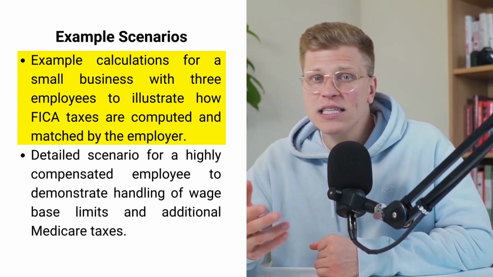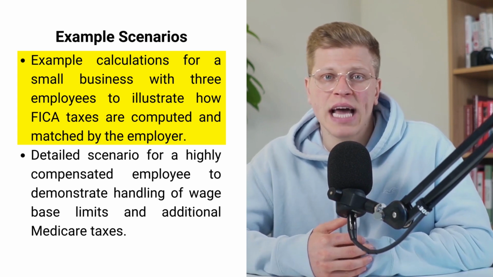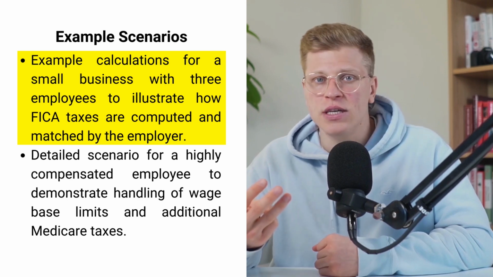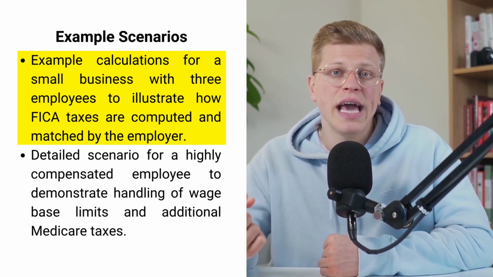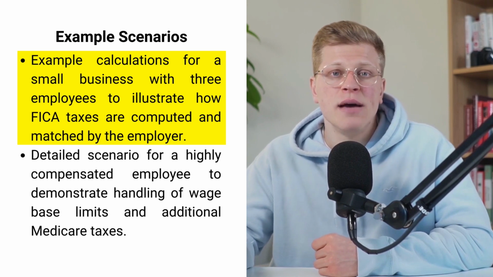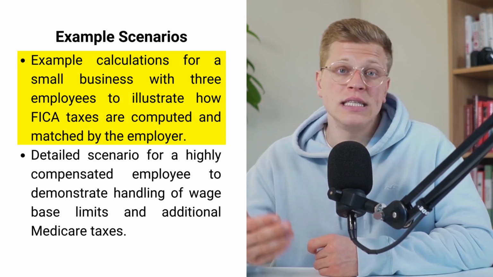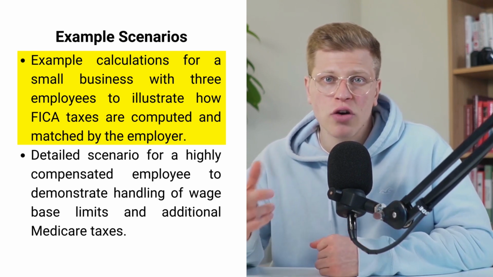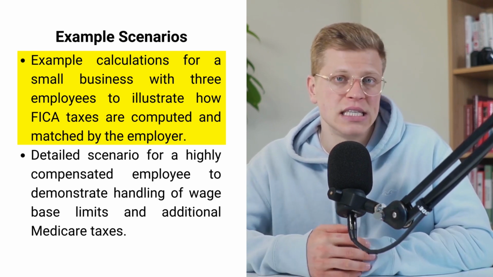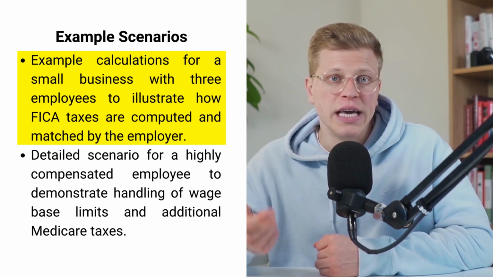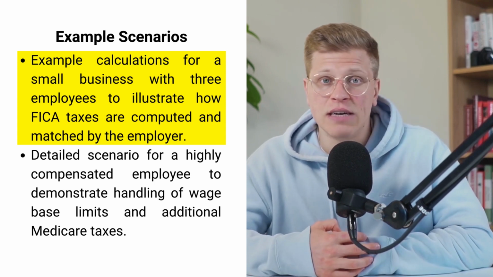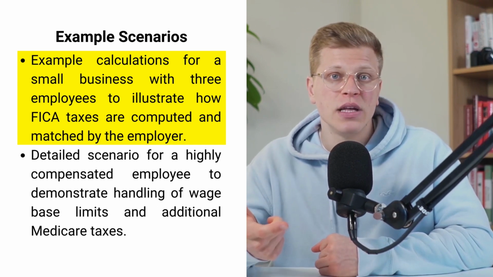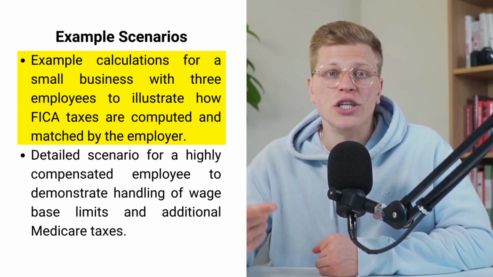Example scenarios. Let's look at a couple of examples to see how payroll taxes might be calculated in real life. Suppose you own a small business with 3 employees who are paid bi-weekly. Employee A earns $1,500, employee B earns $1,200, and employee C earns $2,000. To calculate the FICA taxes for each, you will take their gross wages and multiply by 7.65%. So for employee A, you would withhold $114.75 from their wages and also contribute the same amount as the employer. This process would be repeated for each employee.